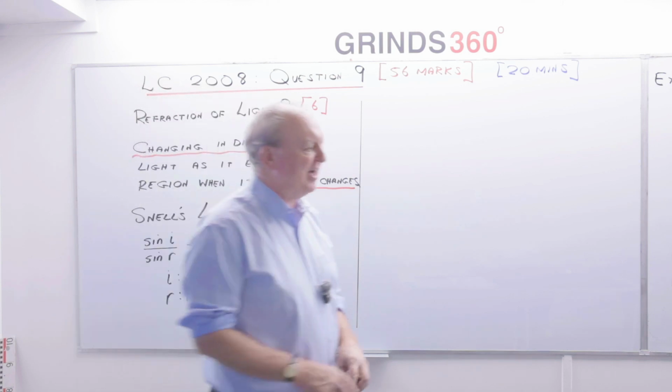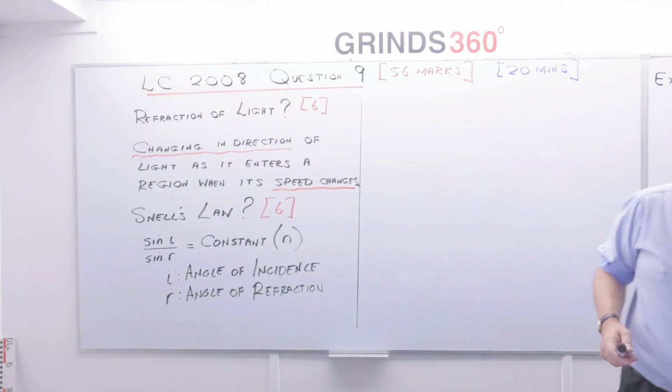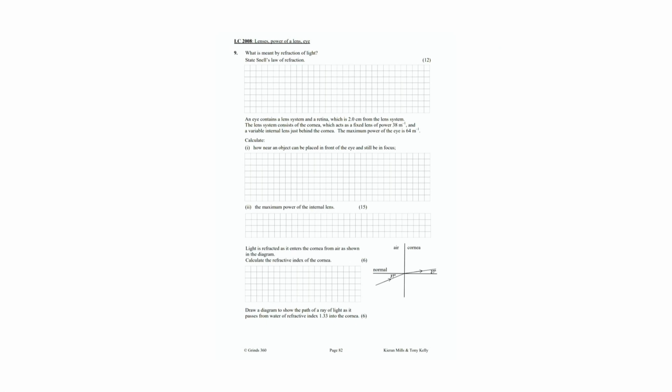It starts off nice and traditional, so let's have a look at it from your notes. It says to me, what's meant by the refraction of light? You know that definition, don't you? We're talking about light bending or changing direction when it moves into a medium where its speed changes. They're the 2 points I have to make.